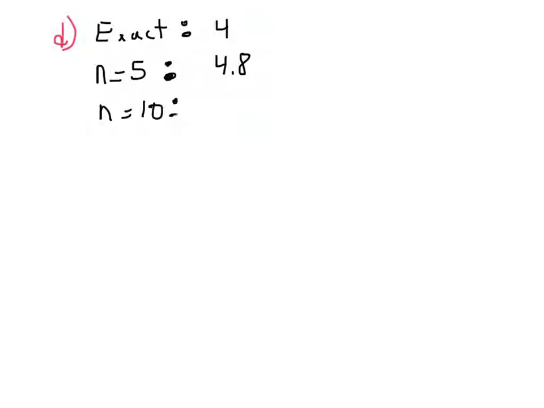So just to summarize, we had an exact value of 4 square units using geometry. When we did n equals 5 subintervals, 5 rectangles, our approximation was 4.8. And when we did n equals 10 rectangles, our approximation was 4.4. These are all in square units. So the answer to the question, is the approximation improving as n gets bigger, is a big, huge yes.